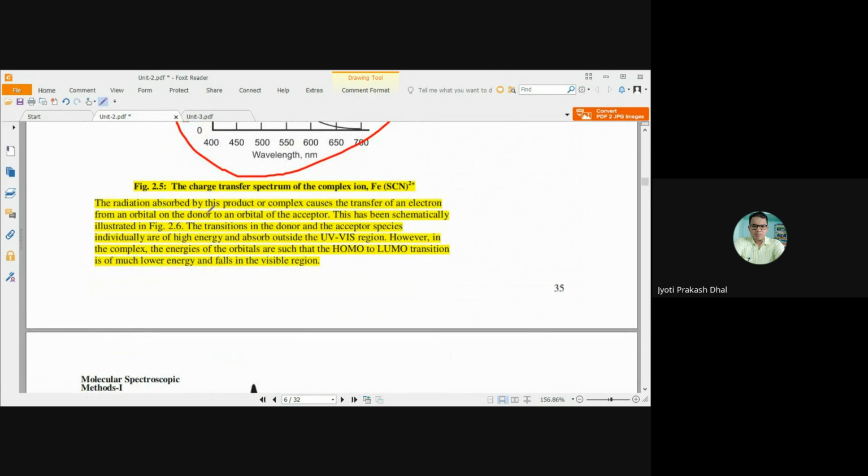The radiation absorbed by this complex or product causes transfer of an electron from an orbital in the donor to an orbital in the acceptor. When the donor is associated with the acceptor, they form the complex. When electromagnetic radiation of the UV visible range is irradiated on the sample, the radiation absorbed by this complex causes the transfer of an electron from an orbital of the donor atom to an orbital of the acceptor atom. This has been schematically shown in figure 2.6.